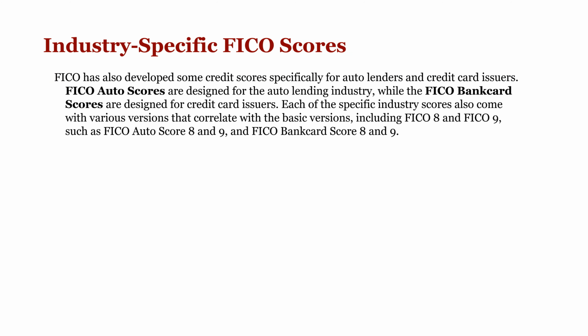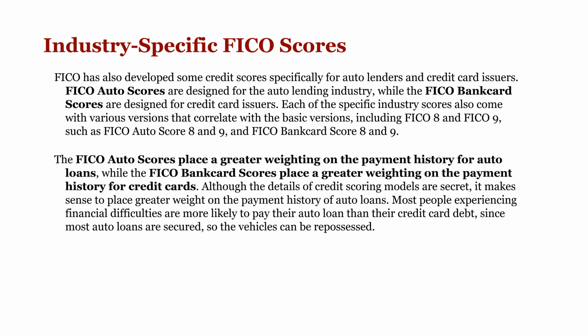FICO has also developed some credit scores specifically for auto lenders and credit card issuers. FICO Auto Scores are designed for the auto lending industry, while the FICO Bankcard Scores are designed for credit card issuers. Each of the specific industry scores also come with various versions that correlate with the basic versions, including FICO 8 and FICO 9, such as the FICO Auto Score 8 and 9 and FICO Bankcard Score 8 and 9. The FICO Auto Scores place a greater weighting on the payment history for auto loans, while the FICO Bankcard Scores place a greater weighting on the payment history for credit cards.